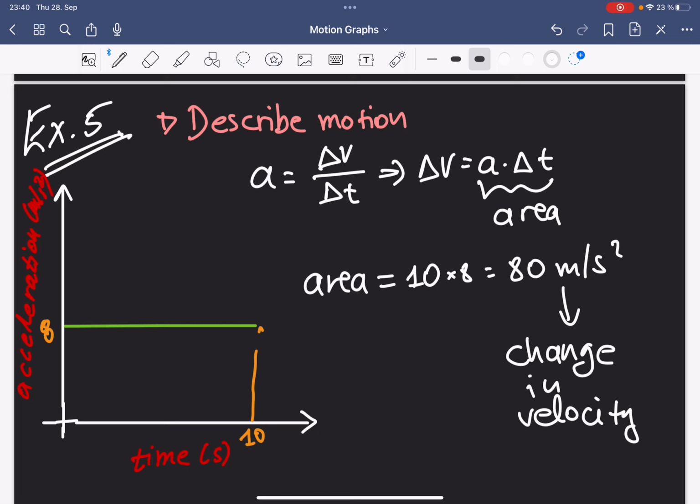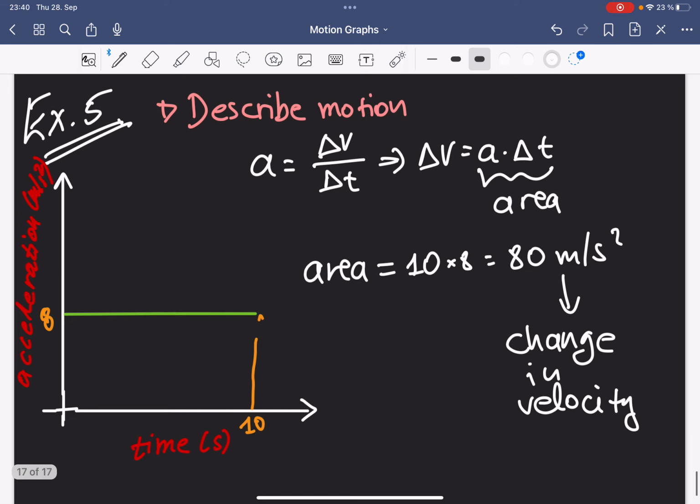Now, the area of this graph is going to be y times x, if we have a rectangle. So it's going to be 10 times 8. But these are the values for acceleration on the y-axis and time on the x-axis. So the area on an acceleration time graph is going to give you the change in velocity, which happens to be 10 times 8, 80 meters per second. So in 10 seconds, the velocity has changed by 80 meters per second, has increased by 80 meters per second.